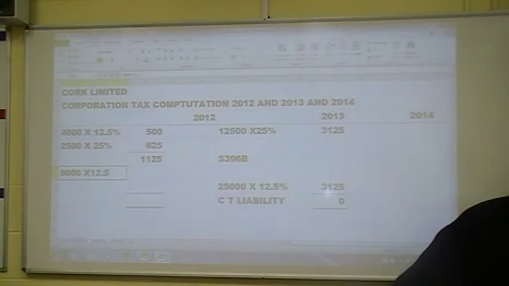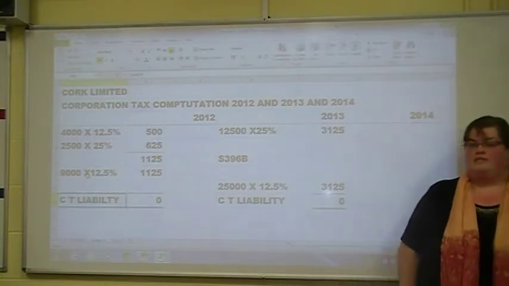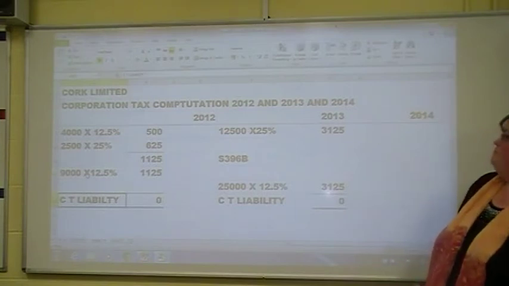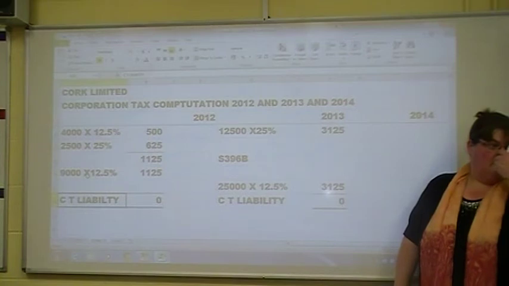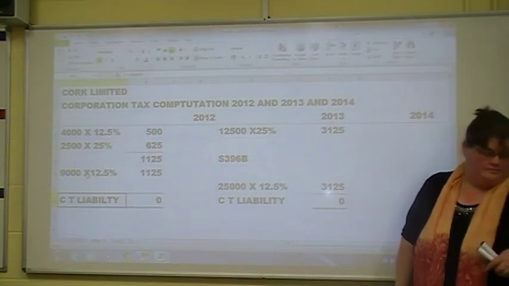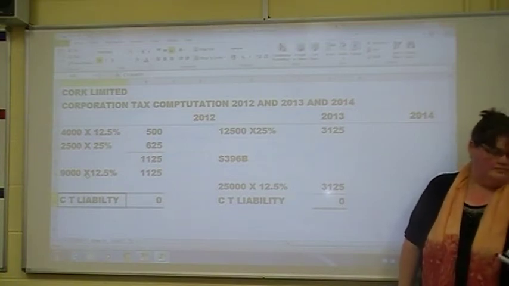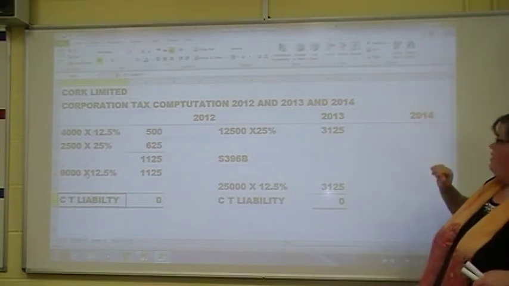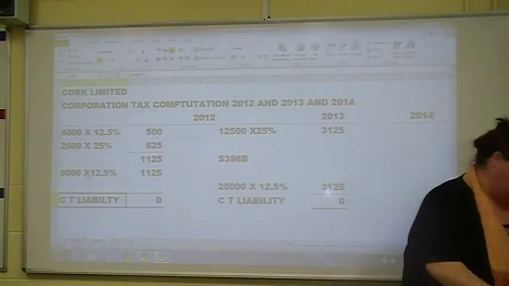By 12.5% is 1,125. So our CT liability for that year is 0. Okay, so we actually have one year left now, 2014.